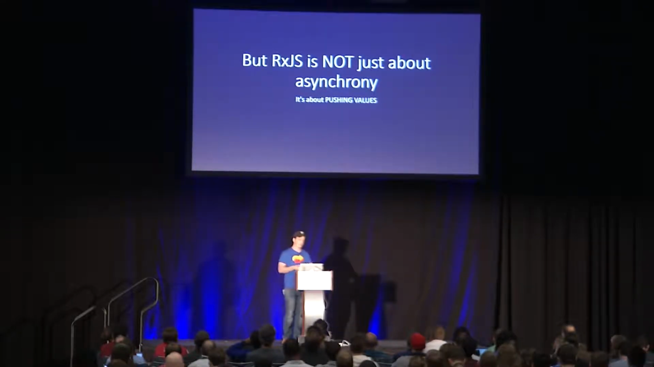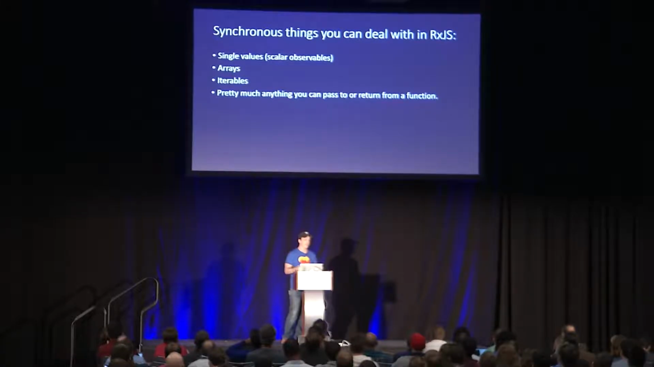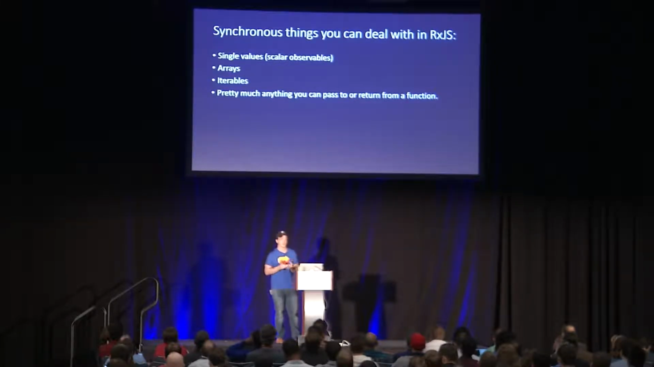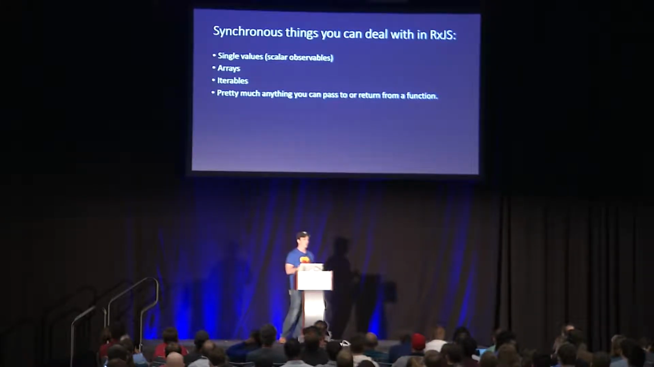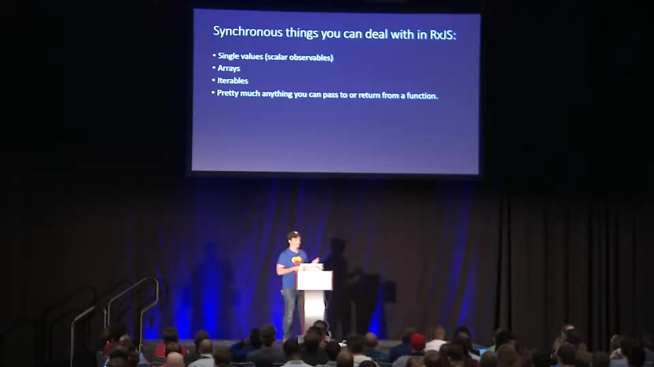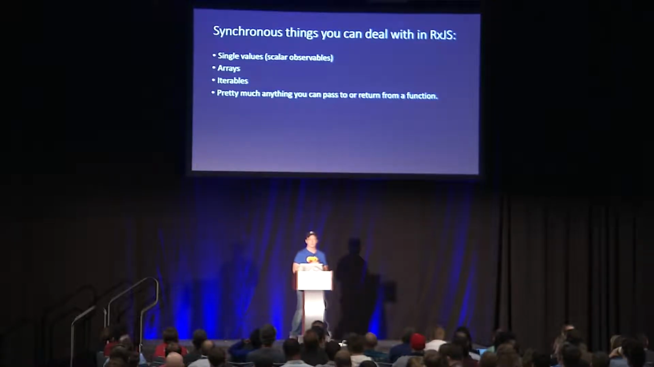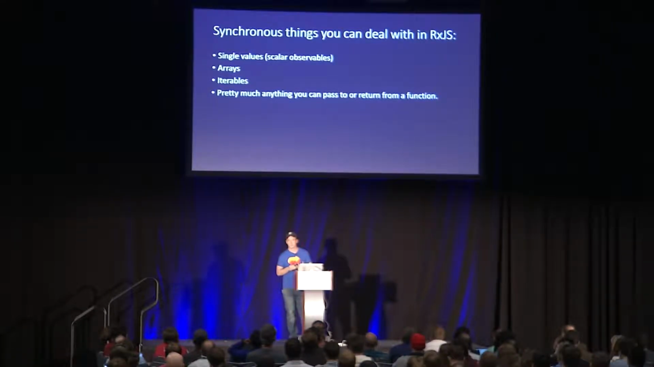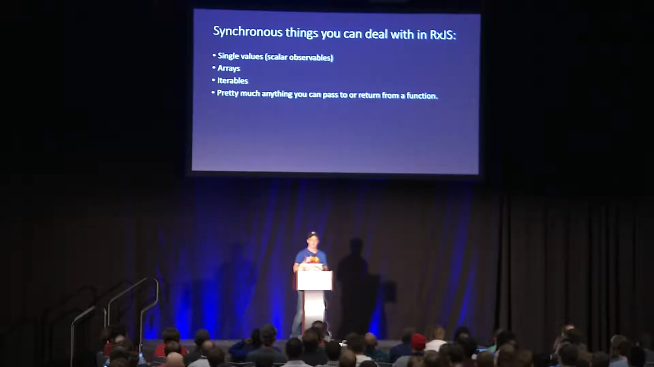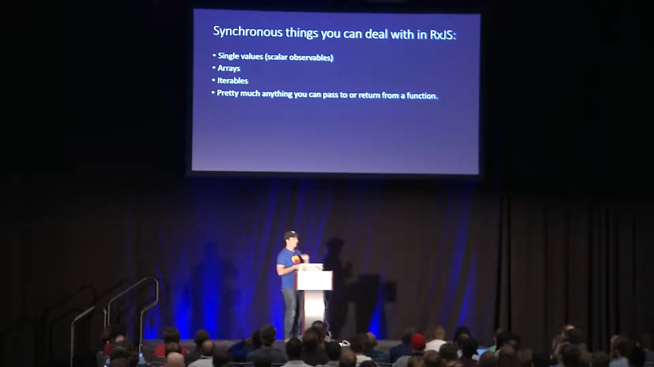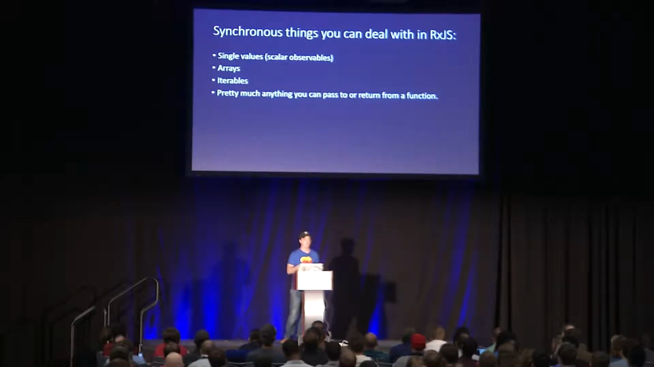So synchronous things you can deal with in RxJS: single values, so strings and numbers and those sorts of things. Arrays, so you could loop over an array and push values out if you wanted. You can deal with things like iterables, so anything like a generator function, or strings are iterable if you want to use a string in that manner. Pretty much anything you can pass to or return from a function, you could have observables emit, either synchronously or asynchronously.